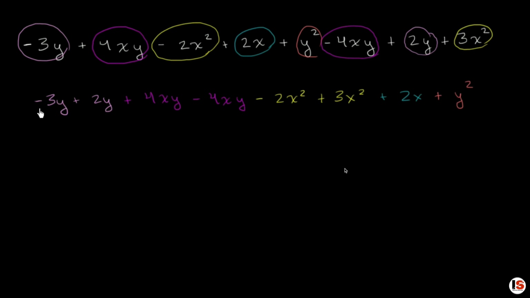If I have negative 3 of something plus 2 of that something, what do I have? Or another way to say this, if I have 2 of something and I subtract 3 of that, what am I left with? Well, I'm left with negative 1 of that something. So I could write negative 1y, or I could just write negative y.